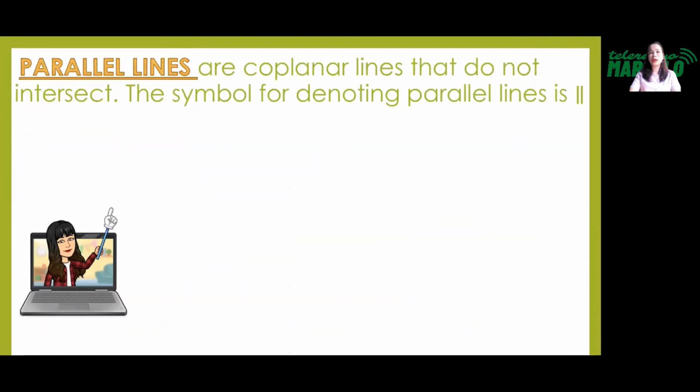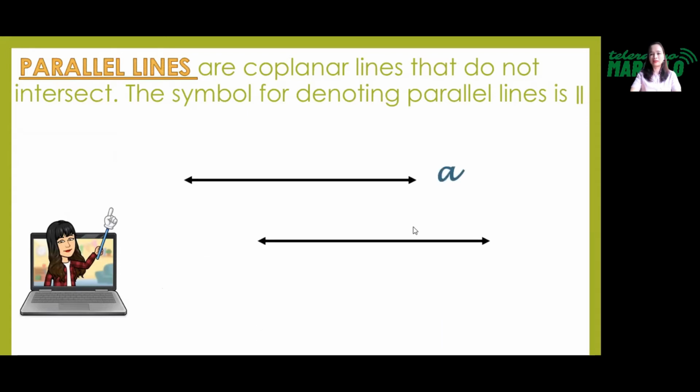And that is parallel lines. Parallel lines are coplanar lines that do not intersect. The symbol for denoting parallel lines is this double bar. Say, for example, if we have line A and line B. From the illustration, we can say that line A is parallel to line B. Okay. So what will happen if parallel lines are cut by a transversal?